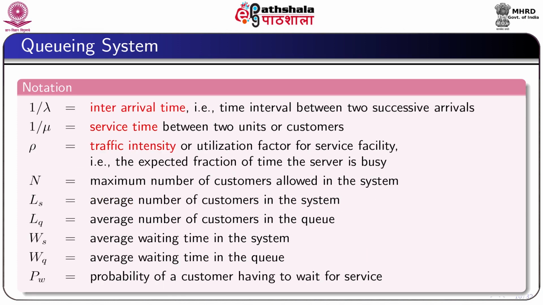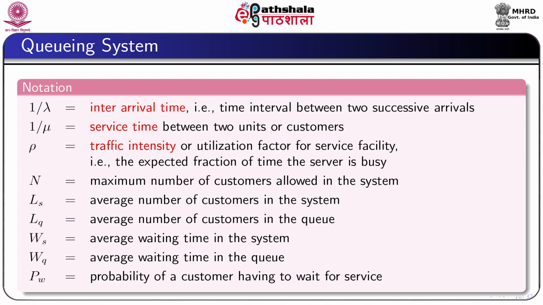1 by lambda is the inter-arrival time, that is the time interval between two successive arrivals. 1 by mu is the service time between two units or customers. Rho is the traffic intensity or utilization factor for service facility, that is the expected fraction of time the server or servers is or are busy. Capital N is the maximum number of customers allowed in the system.